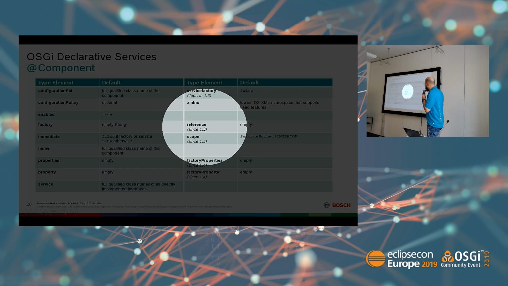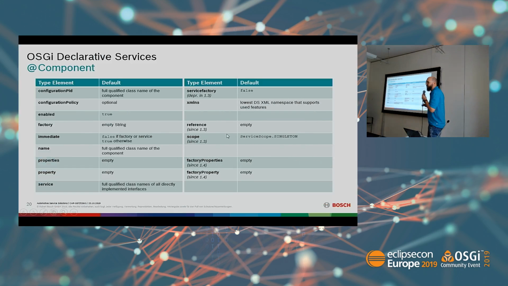In 1.3, reference and scope were added, so you can control how many instances of your service are available. And in 1.4, the factory properties were introduced, so you can even configure your component factory via properties now.